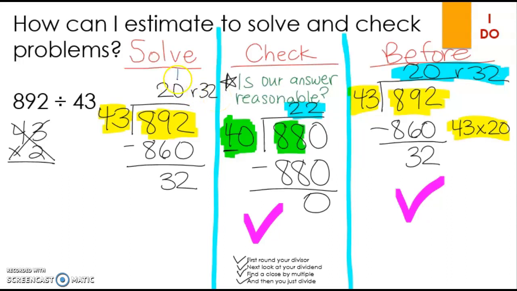Remember, I put this 0 here because we're not just saying that 43 goes into 892. We're not saying it goes in twice. It actually goes in 20 times. This 2 is in the tens place. So we must fill the ones place just to make it more clear that we're saying 43 goes into 892, not 2 times, but 20 times with the remainder of 32.